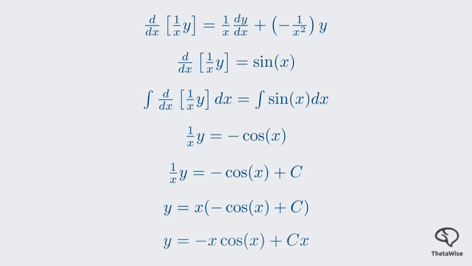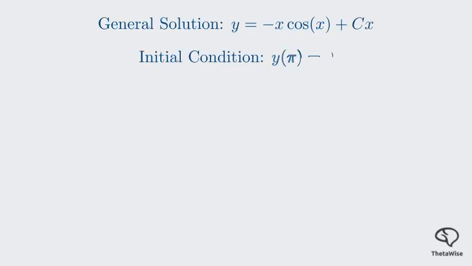We found a general formula for all solutions to the equation, but the question asked for a particular solution. To find a particular solution, we need to use the initial condition provided in the question. A general solution has a constant, c. A particular solution has a specific value for that constant. The initial condition is y of pi equals 0. This means that when x is equal to pi, y is equal to 0.